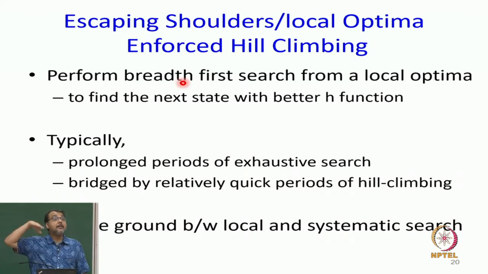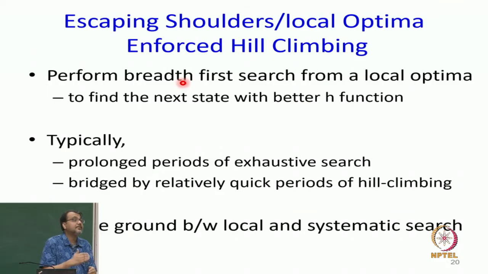Now we can extend this idea. Why do we need a constant size taboo list? Let us say that we will keep exploring until we hit a better optimum. That particular algorithm is called enforced hill climbing. The idea of enforced is that I am enforcing that I will always climb the hill. What does that even mean? It means that I hit a local optimum, I start doing breadth first search.